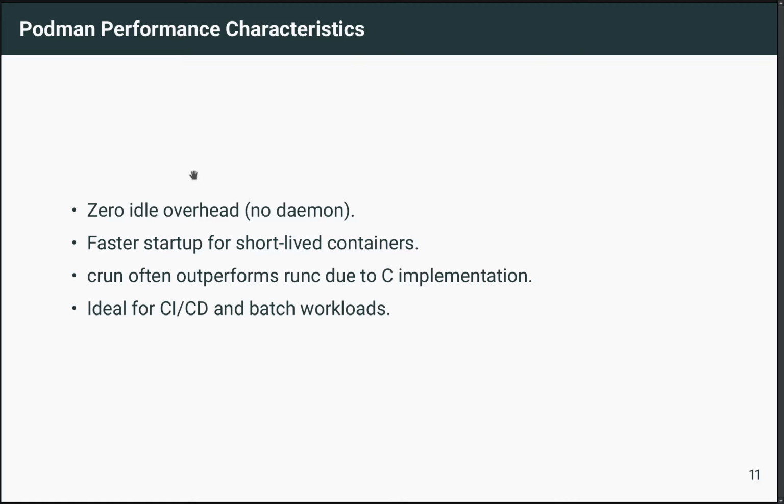If you compare the same thing with Podman, it has zero idle overhead because there is no Dockerd daemon or Podman daemon. It has faster startup for short-lived containers. crun often outperforms runc due to C implementation. It is ideal for CI/CD and batch workloads.